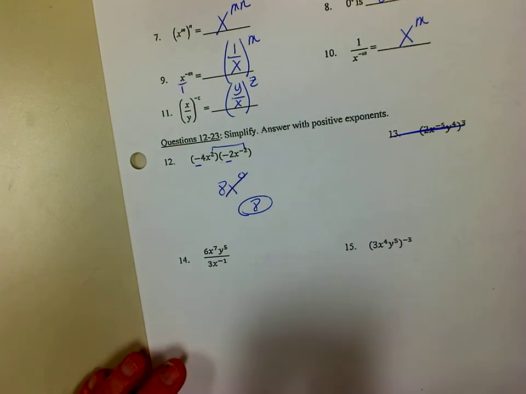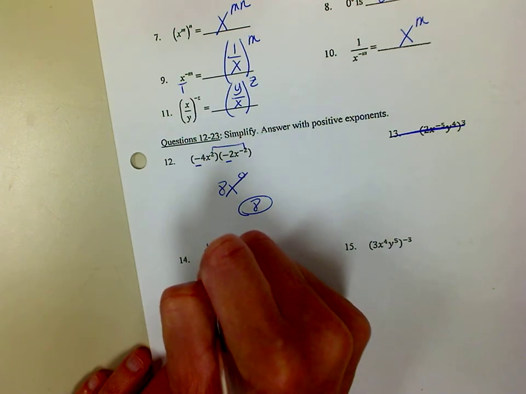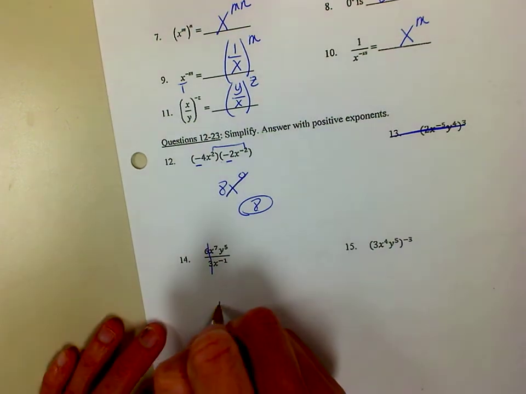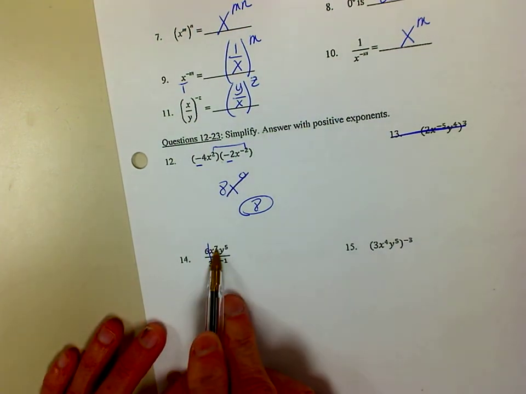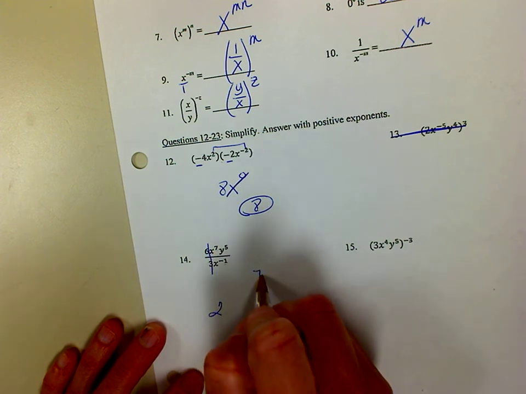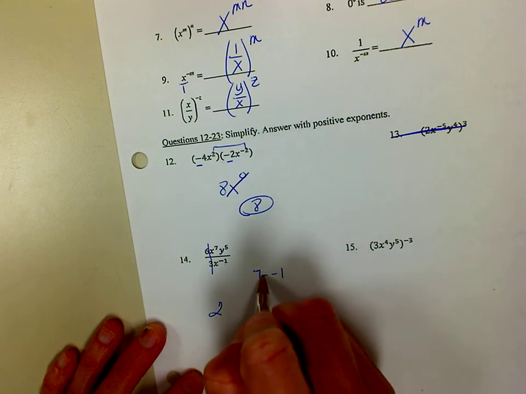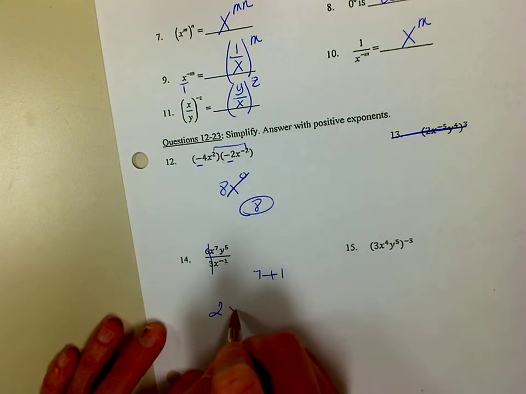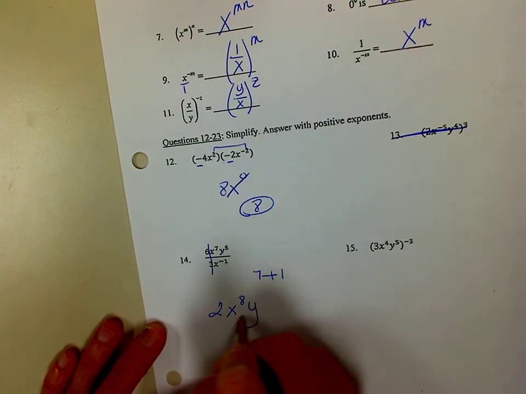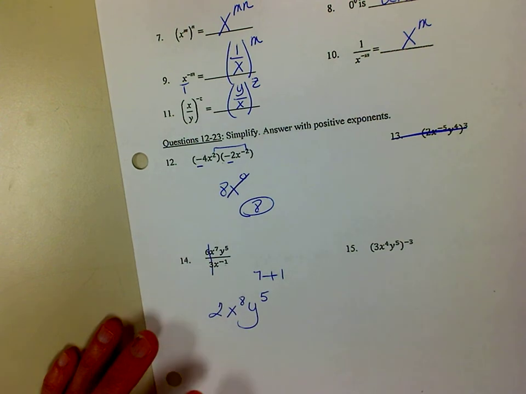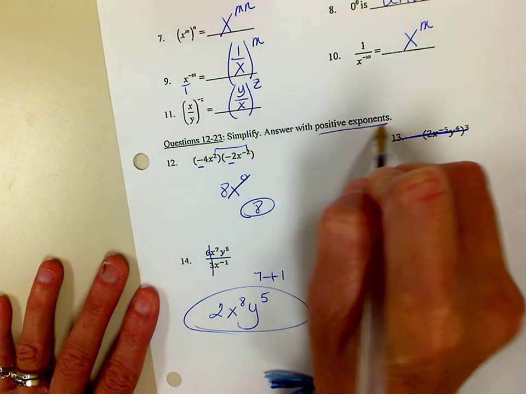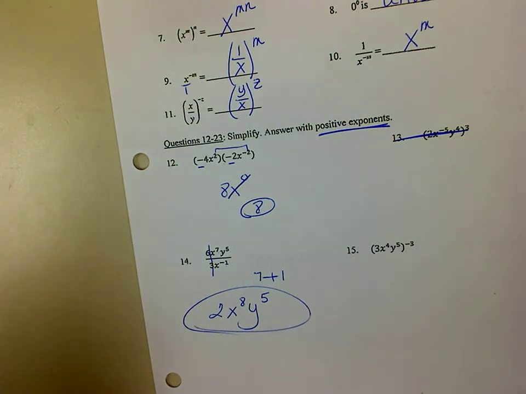Okay, 14. This time it's division. So I'm going to actually divide the numbers, but subtract the exponents. So 6 divided by 3 is 2. And then I'm going to take 7 minus -1. It's not 7 minus 1, it's 7 minus -1. Which actually becomes 8. So I have x to the 8th. And then I don't have any other y's besides a y to the 5th, so I'm just going to keep that the same. I don't have any negative exponents, so that is just my answer. Up here it says make sure you have positive exponents, so we have to watch for that.